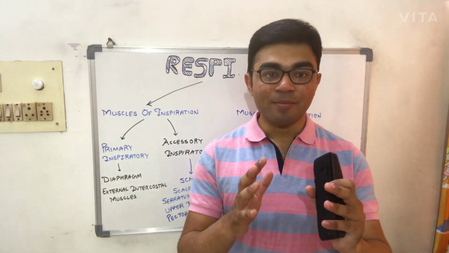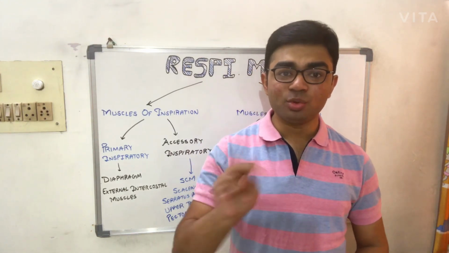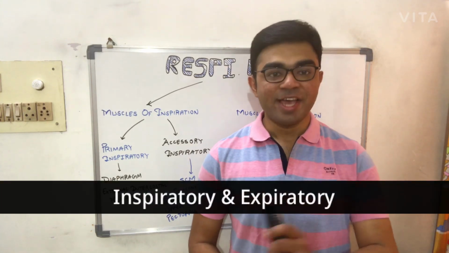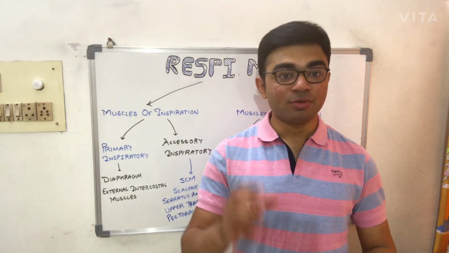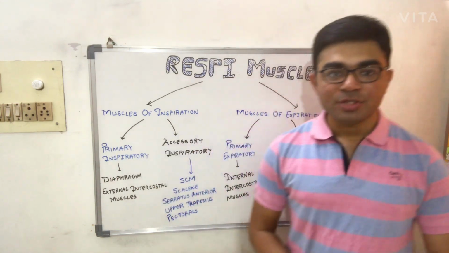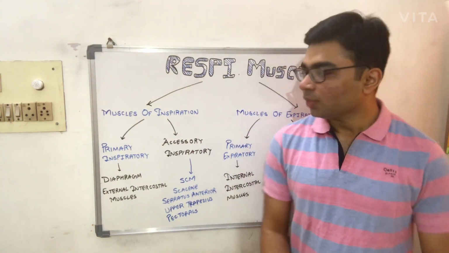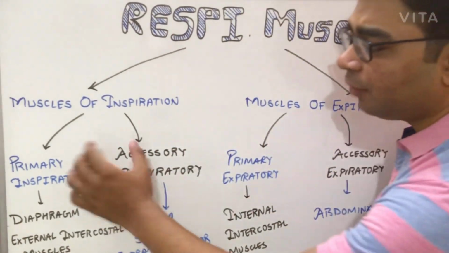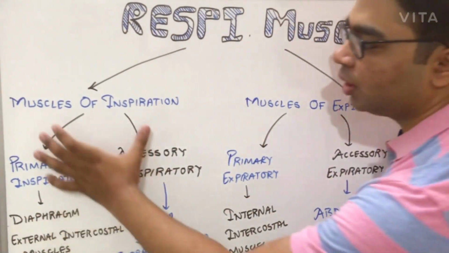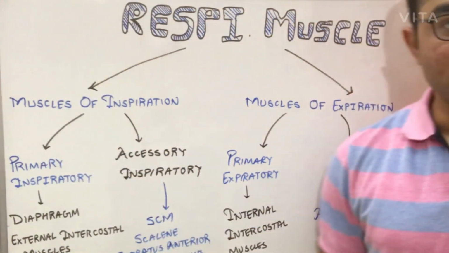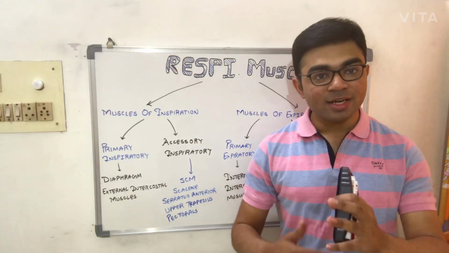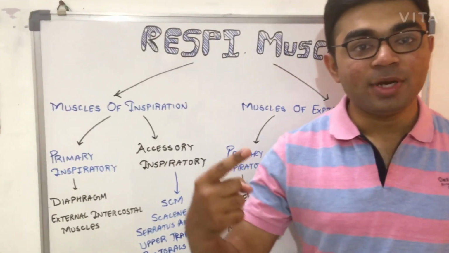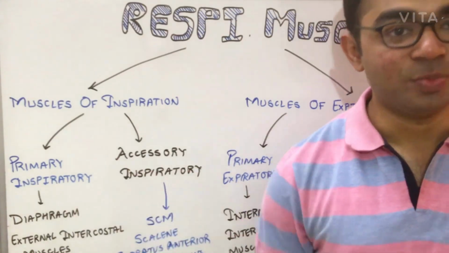In the muscles of respiration there are two main categories. First is inspiratory muscles and second is expiratory muscles. So first we will focus on the inspiratory muscles. As you can see in this flow chart, the respiratory muscles are basically divided into two, and the first one we are going to focus on is the muscles of inspiration. Inspiratory muscles are again divided into two subtypes, primary inspiratory and accessory inspiratory.